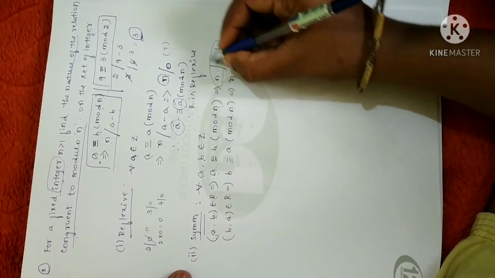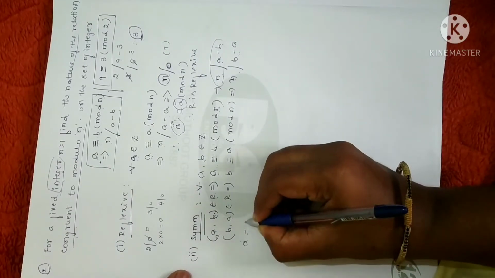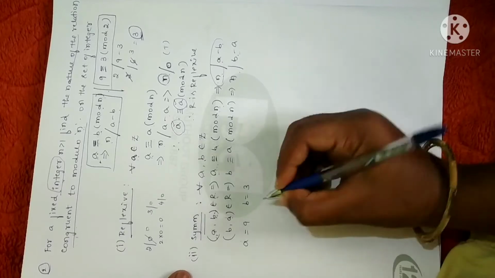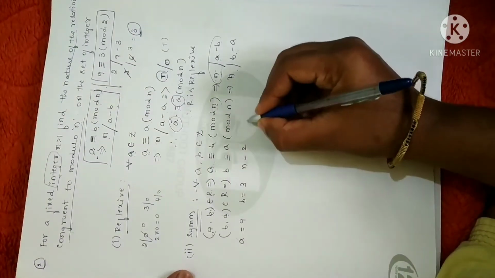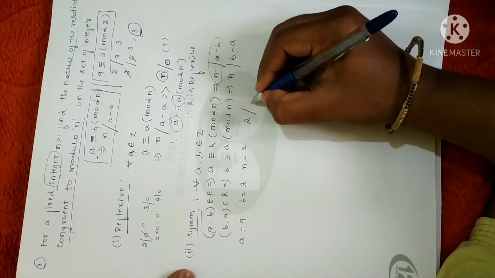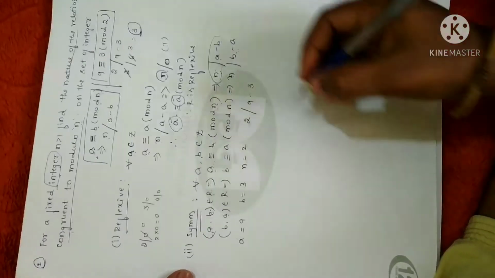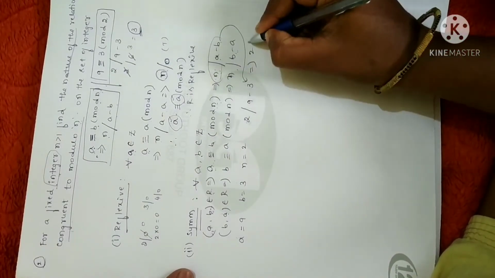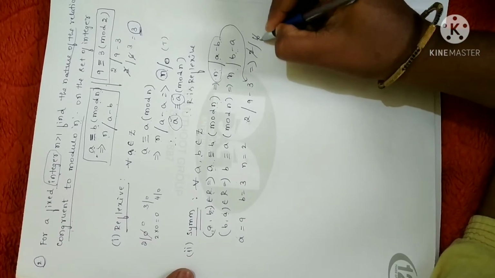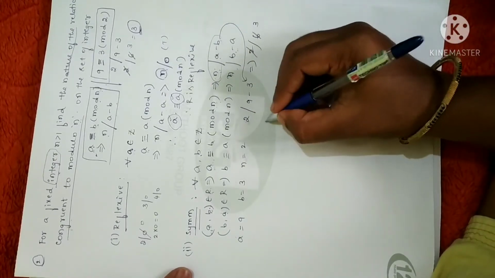Suppose I take the value of A as 9 and B as 3, and let me take n as 2. Fine. Now let me check the first condition. Does 2 divide 9 minus 3? As per the first condition, 9 minus 3 is 6. Yes, it divides.